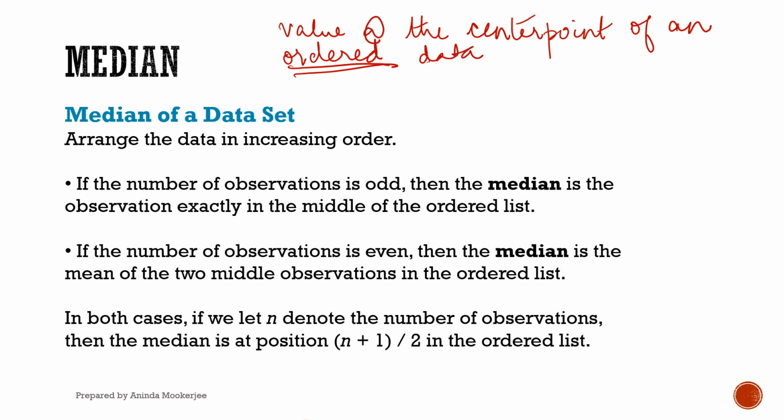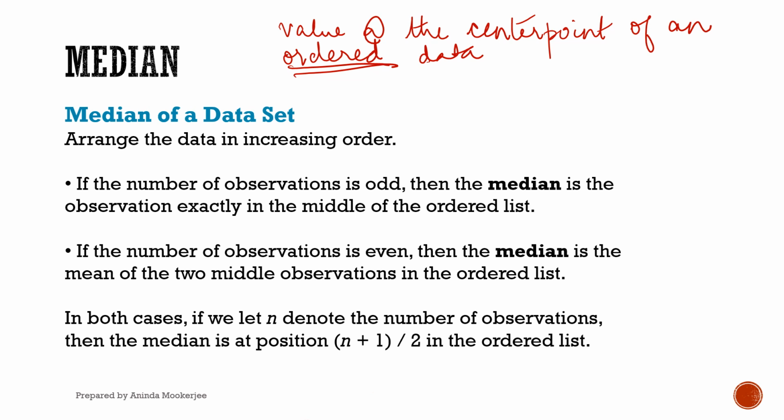ordered. So if you are given a data set which is unordered, then make sure that it's ordered first. Like it says here, to find the median of a data set, you must arrange the data in increasing order from lowest value to the highest value, and then only you will be able to find the correct value for the median. Then it says if the number of observations is odd in your data list, then the median is the observation exactly in the middle of the ordered list.